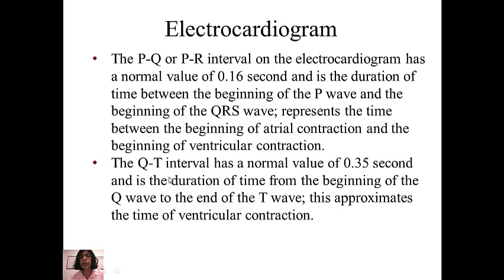And QT interval is about 0.35 seconds. It's about twice as long as PR interval is. And this is when you expect ventricular contraction. During this window of time, during the QT interval, that is when the depolarization spreads through the ventricles and also repolarization occurs. You would expect ventricular contraction.